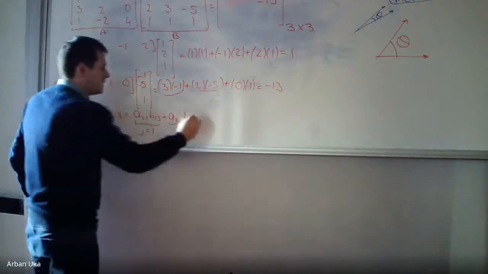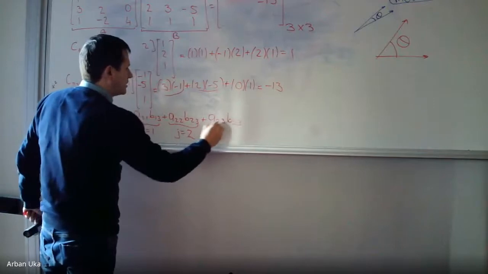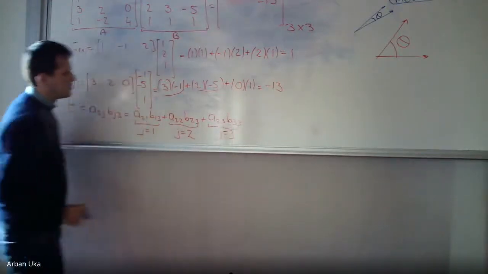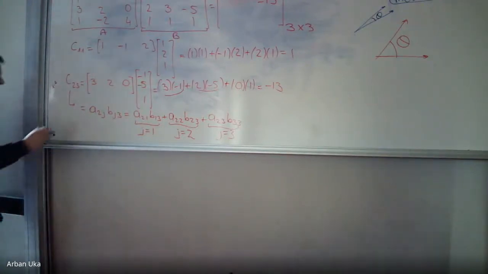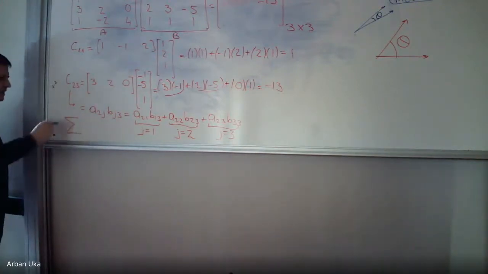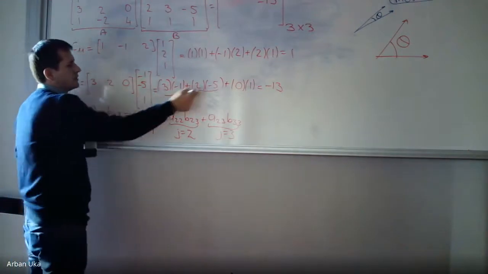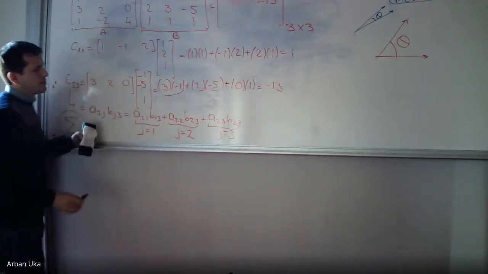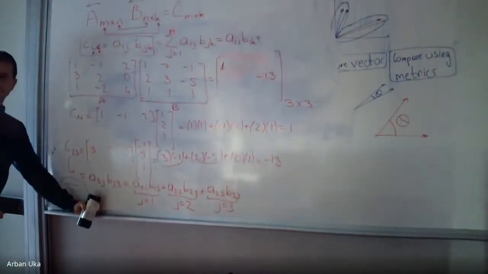Okay? And then plus A23, B33. This is the case when j is equal to 3. So in principle, we are summing over all the j's, the same way that we use the summation notation. In the summation notation, we use this capital sigma. This capital sigma sums from the smallest value to the largest. And in principle, this is what we have here and here. So this is how we do this multiplication of these matrices.